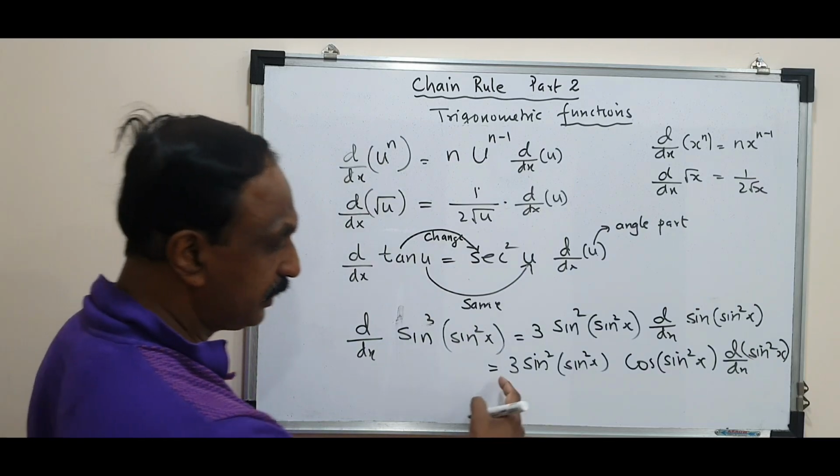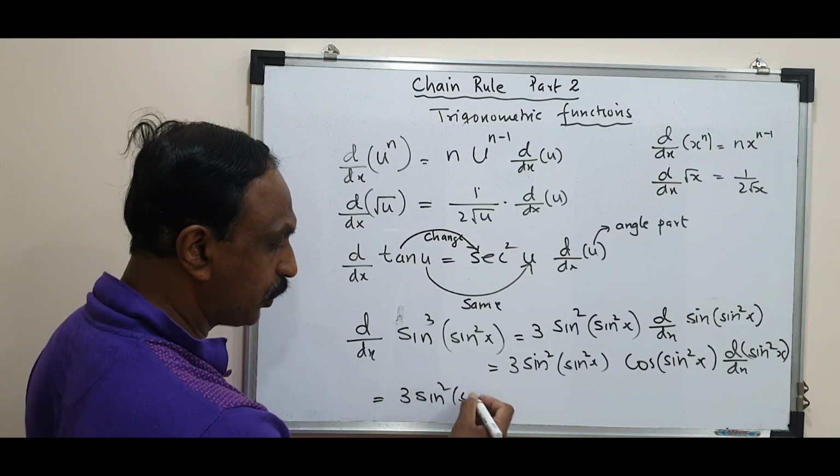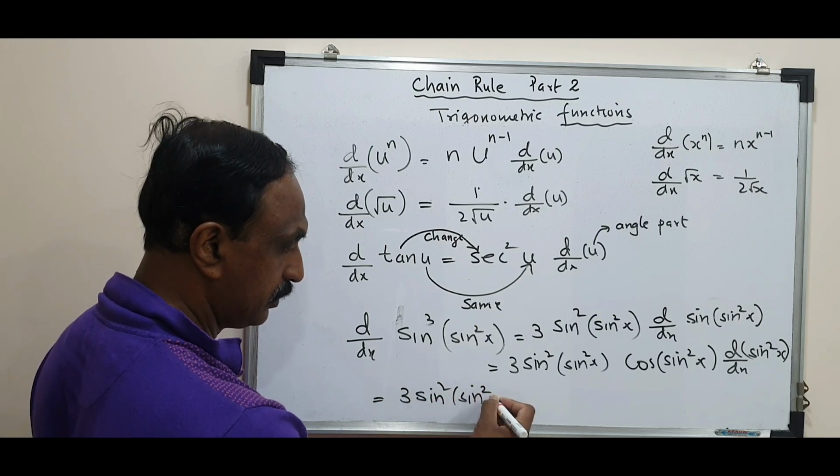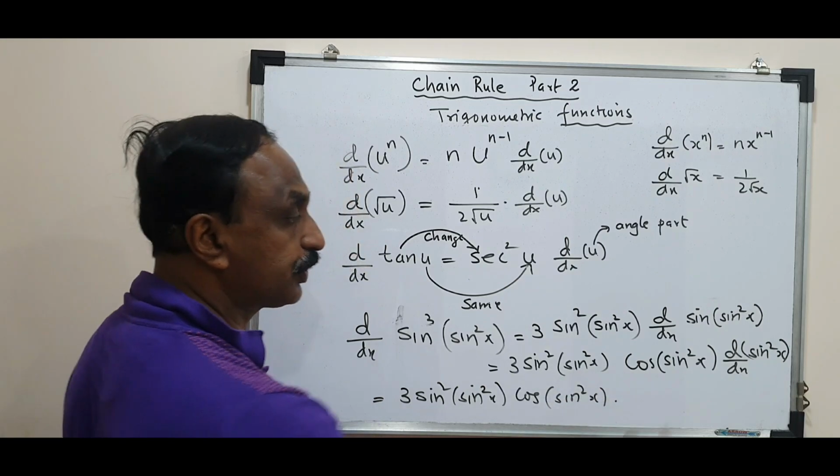Now let's have a look at it. Nothing to do with this. This will remain as it is: 3 sine square of sine square x, cos of sine square x. Now comes to sine square x.